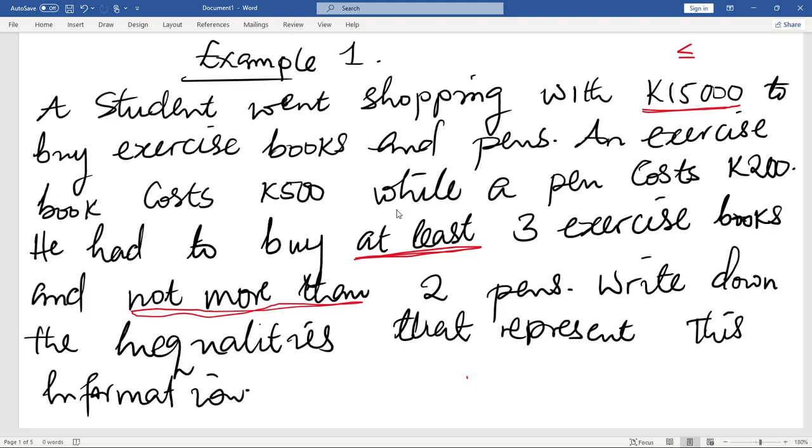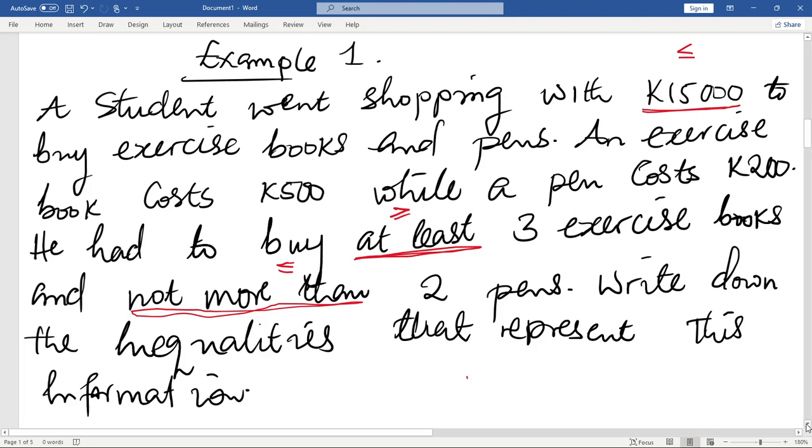Then, at least 3 books. The symbol that we use for at least is greater than or equal to. Then not more than 2 pens. We're talking about the maximum number of pens that the person is supposed to get, which is 2. So here it's going to be less than or equal to. Now that we've established what symbols we're going to use for the expressions, let's go ahead and assign variables to represent what we have.